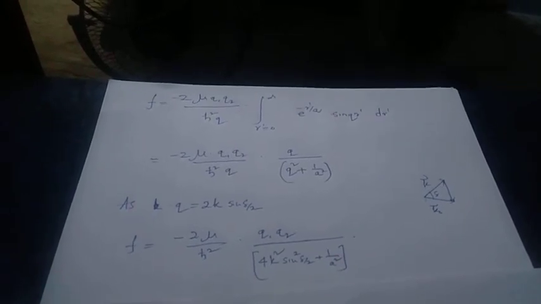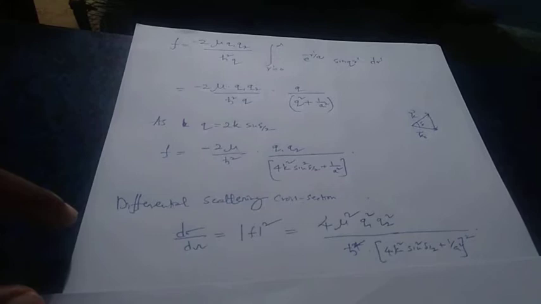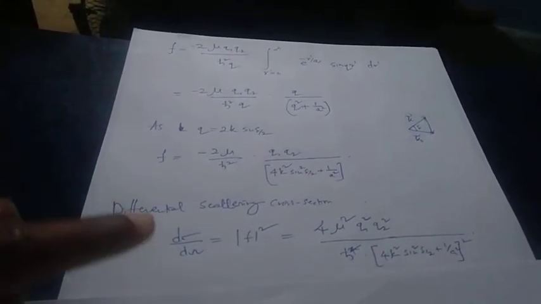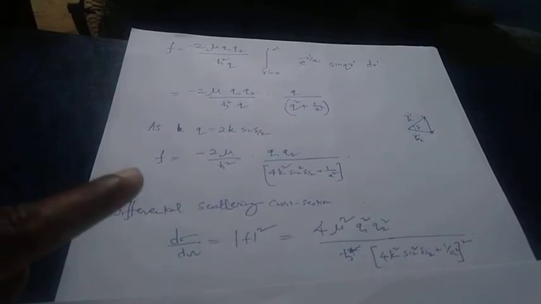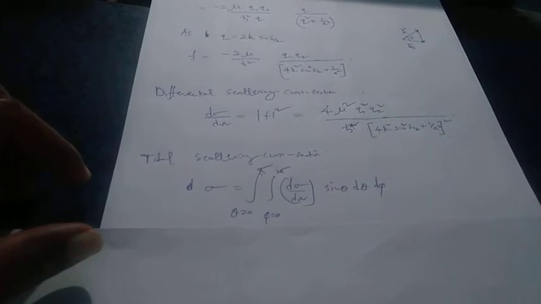And the differential scattering cross section, which is just the square of the modulus of the scattering amplitude f, can be written like this. And the total scattering cross section is the double integral of dσ/dΩ, the differential scattering cross section, over the integrations theta from 0 to π and then phi from 0 to 2π.